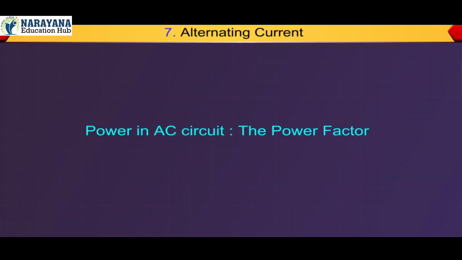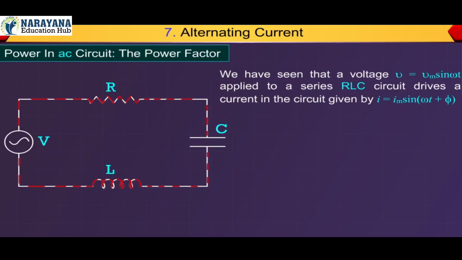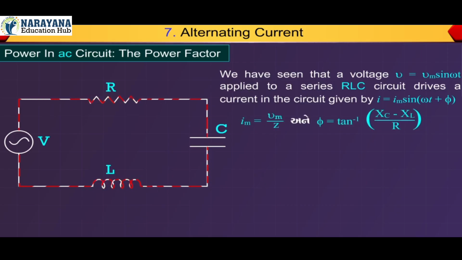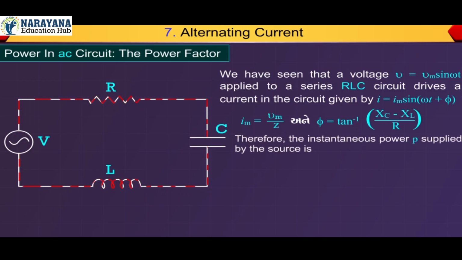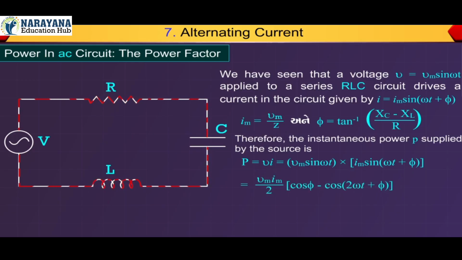Power in AC circuit, the power factor. We have seen that a voltage v is equal to Vm sin omega t applied to a series RLC circuit drives a current in the circuit given by i is equal to Im sin omega t plus phi, where Im is equal to Vm upon Z and phi is equal to tan inverse Xc minus XL upon R. Therefore, the instantaneous power p supplied by the source is p is equal to vi is equal to Vm sin omega t into Im sin omega t plus phi is equal to Vm Im upon 2 into cos phi minus cos 2 omega t plus phi, equation 37.